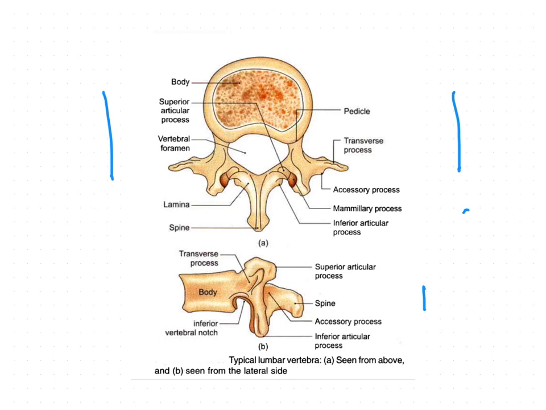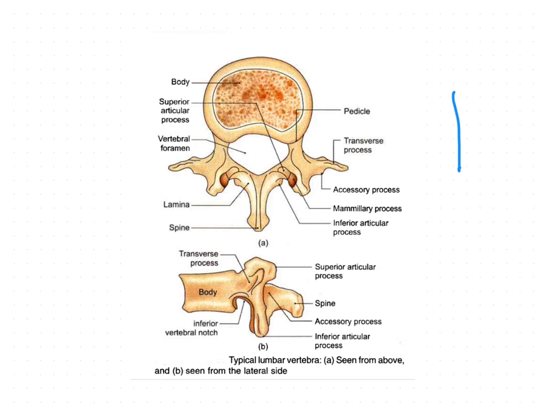The costal facets which are present on the body and the transverse process are seen in the thoracic region, but those facets are not present in the cervical region or the lumbar region. So the distinguishing features of the cervical and thoracic vertebrae are not seen in the lumbar vertebrae. Simply, the lumbar vertebrae can be identified by large size, absence of costal facets on the body, and absence of foramen in the transverse processes. These are the identification features of the lumbar vertebrae.